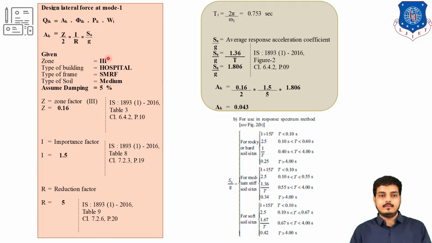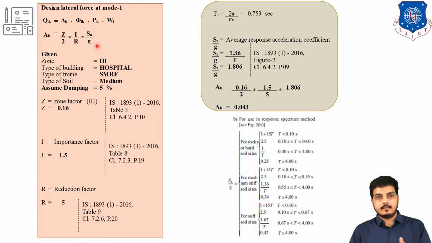Now, it is located in Ahmedabad, so zone 3, and a hospital building, so the importance factor will be 1.5, and for SMRF, R will be 5. For zone 3 the zone factor is 0.16. This is a very common term, so you know that. Now where to find Sa by g?